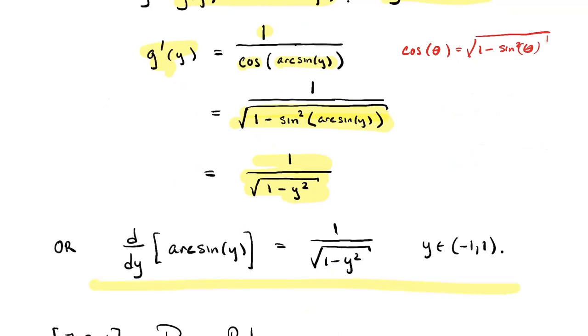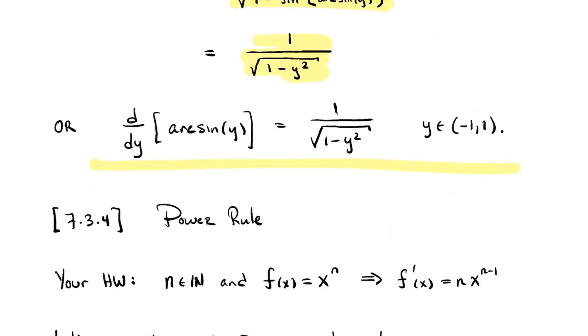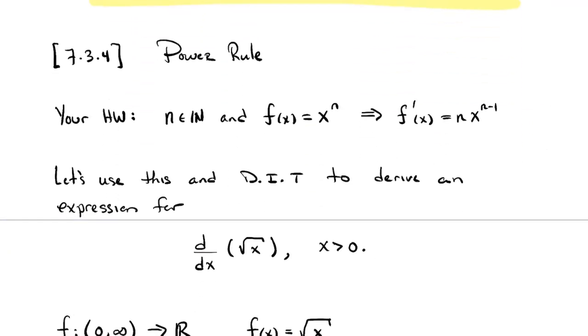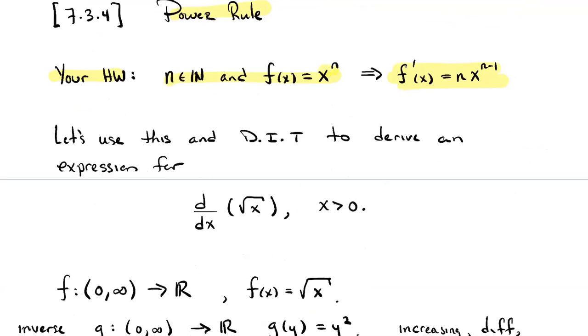All right, I'm going to look at one more application of this, the so-called general power rule. In your homework, I'm not going to do it here, but in your homework, you're going to show that if f is the polynomial function x to the n, it's differentiable and its derivative is given by that familiar formula. So that's a homework problem of yours. So I'm going to use the derivative of the inverse function in the case that n is equal to 2 to derive a formula for the derivative of the square root function.